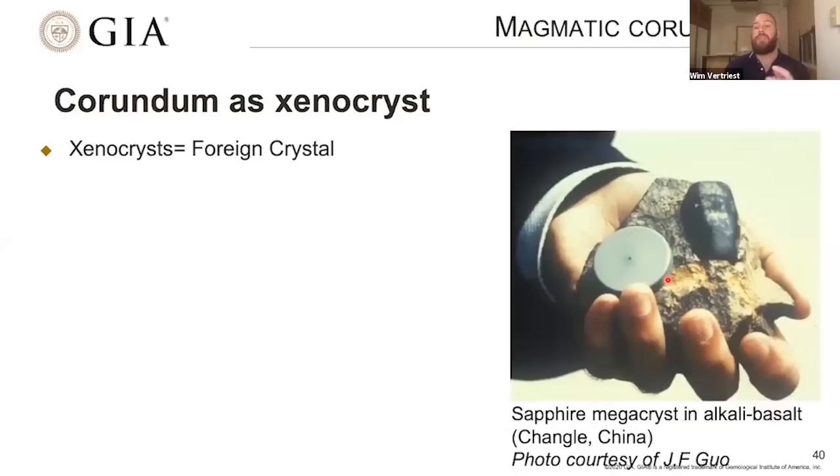What we do often see is a corundum as a xenocryst. What is a xenocryst? It literally translates to a foreign crystal, which means that your corundum is just a hitchhiker in the magmatic rock. It didn't form in the magmatic rock, it formed somewhere else, and while this magmatic rock was passing through, it picked up those corundums, and now we find them together.